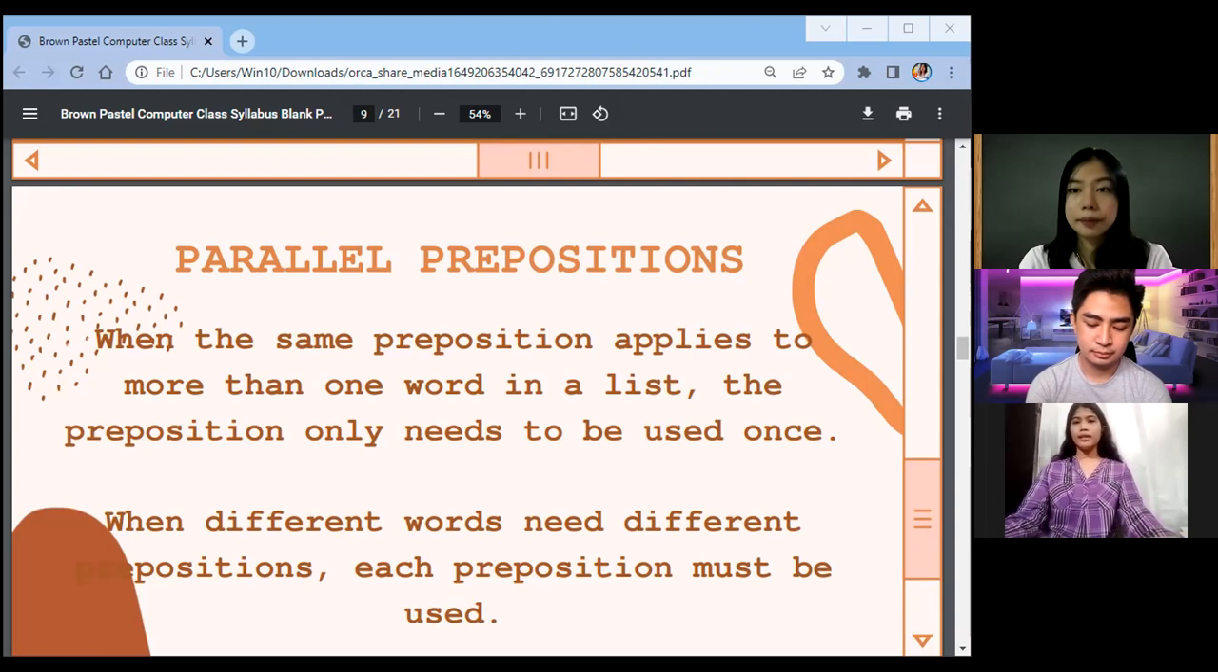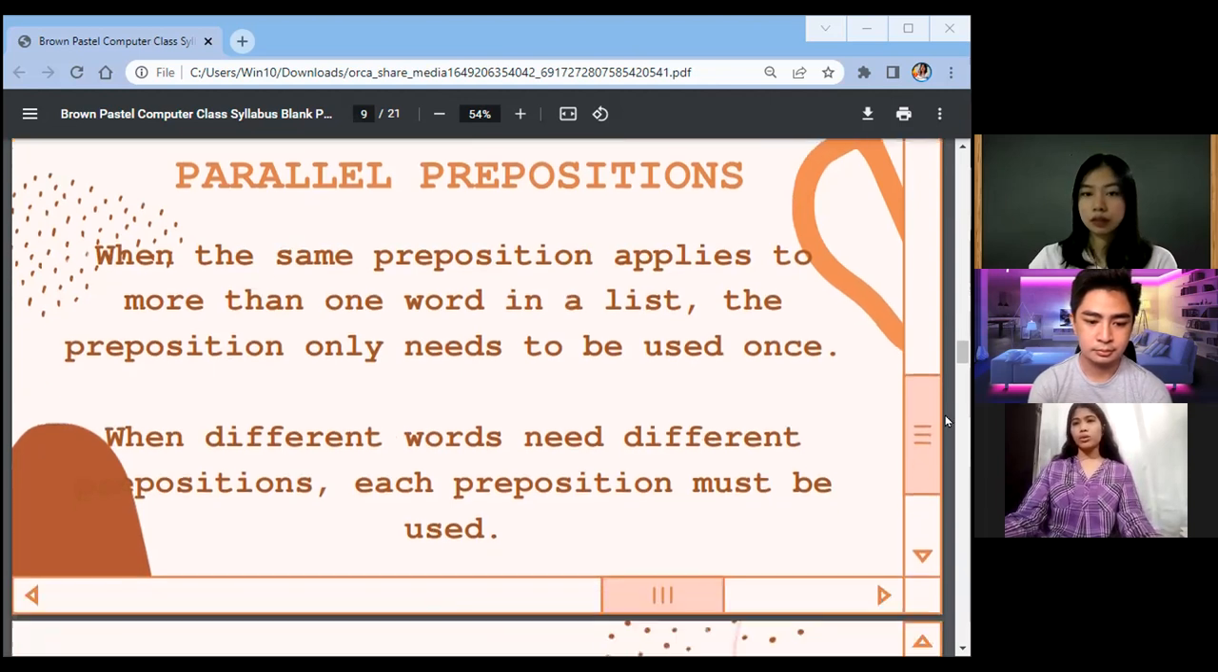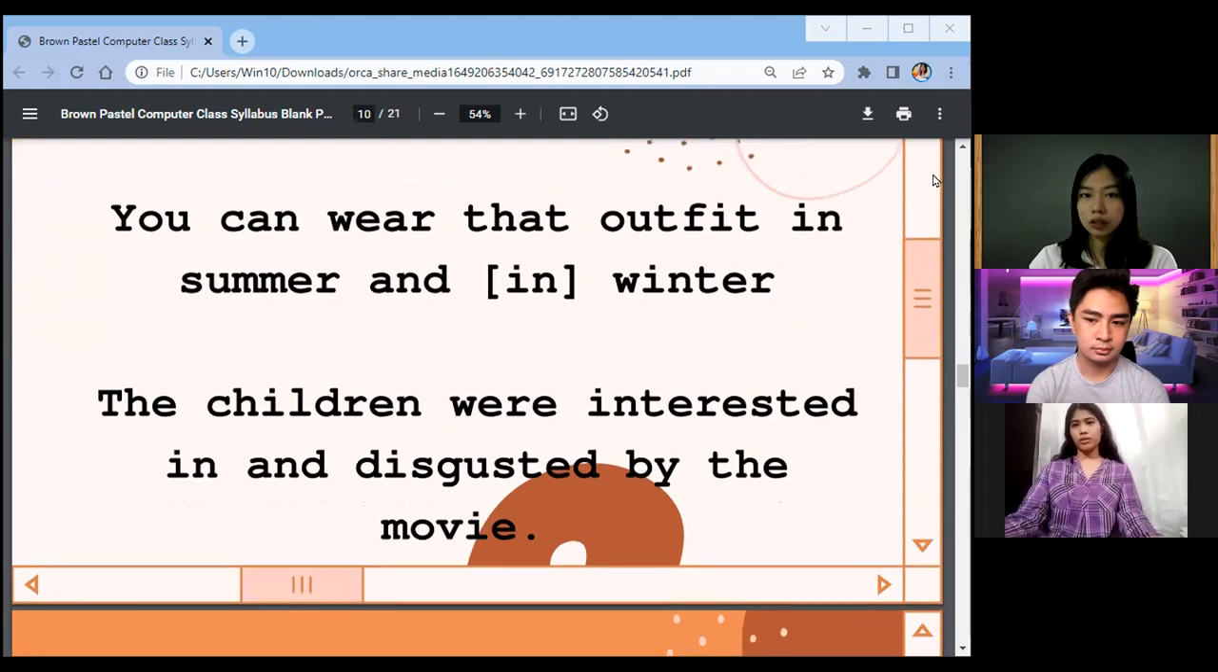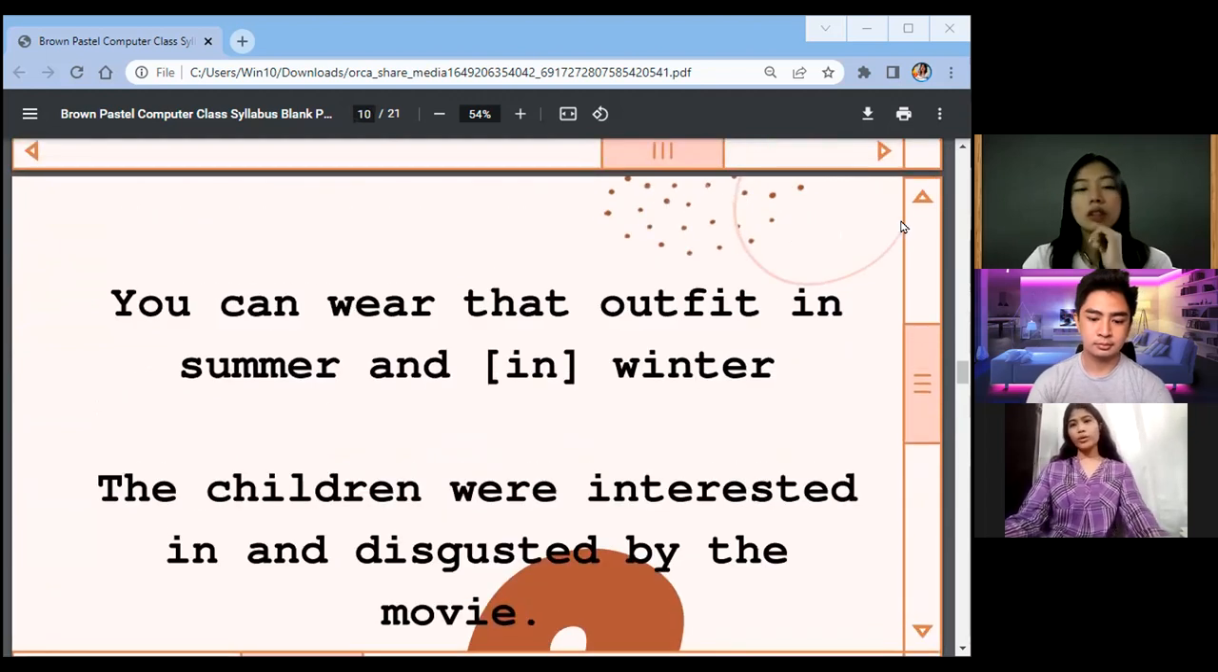Meanwhile, on the second sentence and the second rule, when different words need different prepositions, each preposition must be used. So in the second sentence, we have at least two prepositions, and we use them both because they serve different functions in the sentence. We shall have examples to further understand the parallel prepositions. I am going to read the sentence and you are going to identify the prepositions as always.